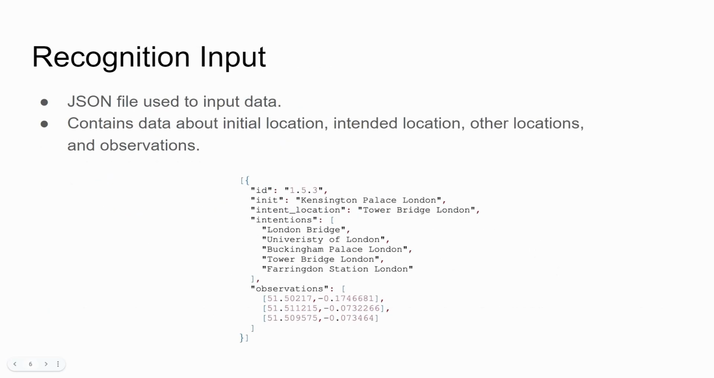We use a JSON file to enter the input data used for the system. We use init to set our starting location. In this case, it is Kensington Palace, London. Intent location is the destination that is intended for our agent. Intentions is an array that contains a set of destinations, including our intended destination.